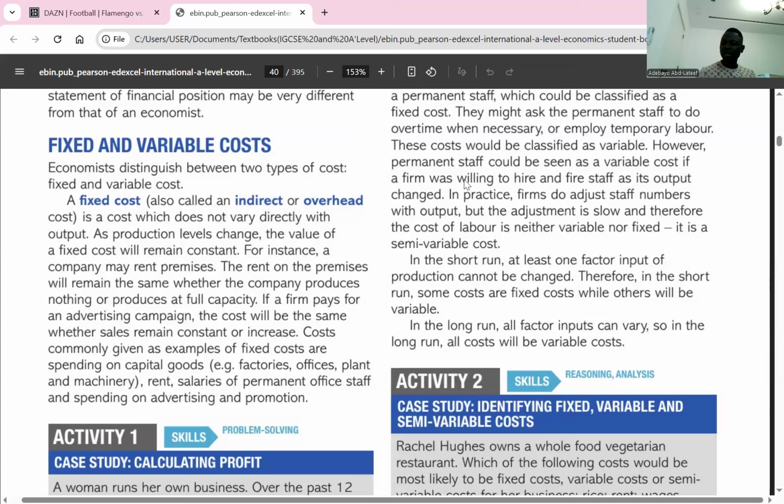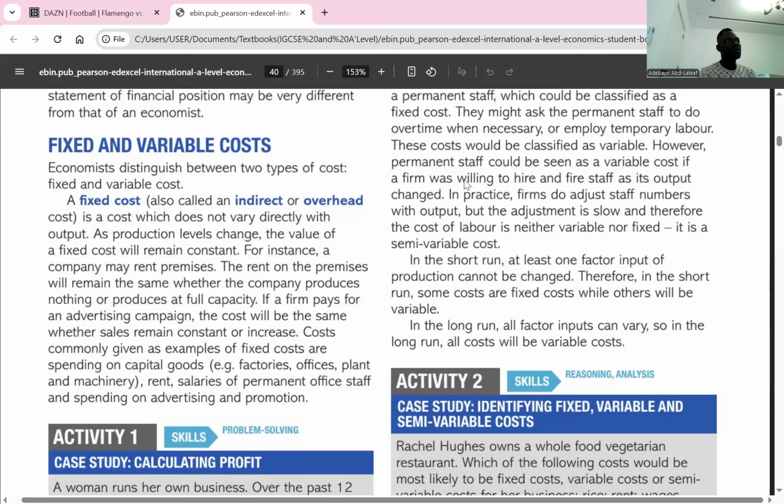A fixed cost is a cost that doesn't vary directly with output. It can be called overhead or indirect cost. This means as the level of production changes, the value of a fixed cost will remain constant. So whatever your output is, your FC will remain the same. Examples of fixed costs are, one, spending on capital goods like equipment, machine, land, building. Whatever your output is, the cost will remain the same.